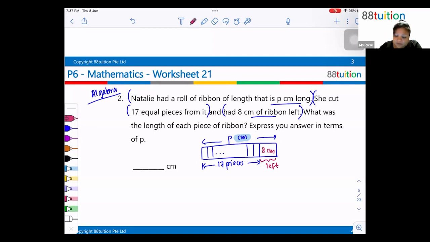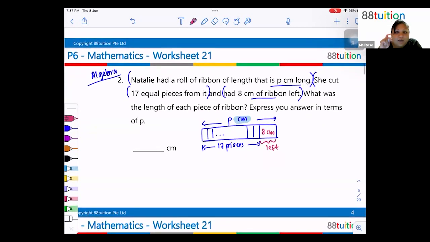From here, what is the total length of the 17 pieces? Anyone? Or you want to leave me a message? What's the length of the 17 pieces? One person. If you're shy, you can type. Anyone? Cannot be so quiet. Let's see. What's the length of the 17 pieces?